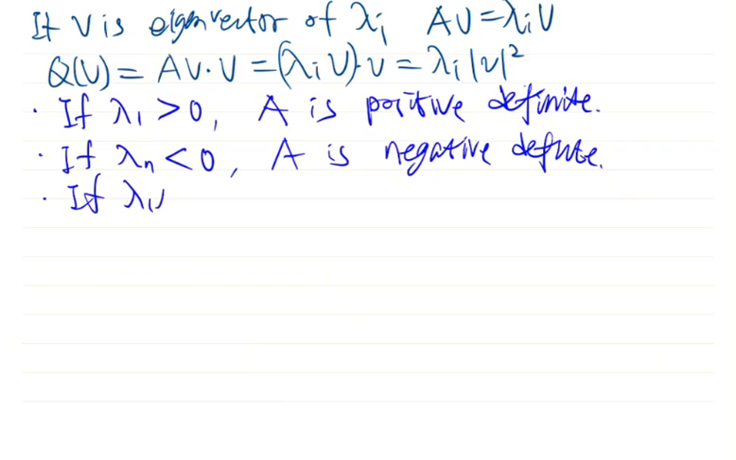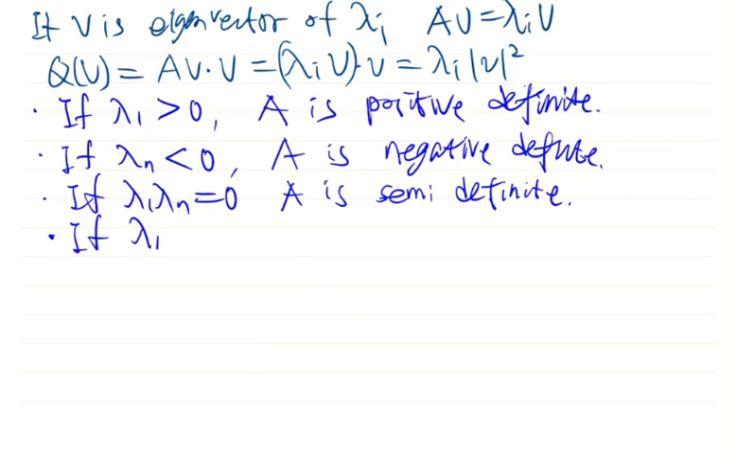If lambda_1 or lambda_n is 0, that is, the largest one or the smallest one is 0, this means all the eigenvalues will not change sign. All of them are non-negative, or all of them are non-positive. So this case is called semi-definite. You can have a semi-positive definite or semi-negative definite, but this is not important. We will not discuss this in more detail. Finally, if lambda_1 is negative and lambda_n is positive, that is, you have positive and negative eigenvalues, then A is indefinite.